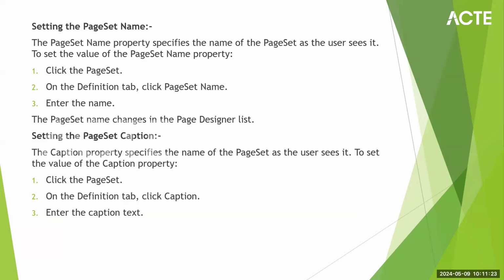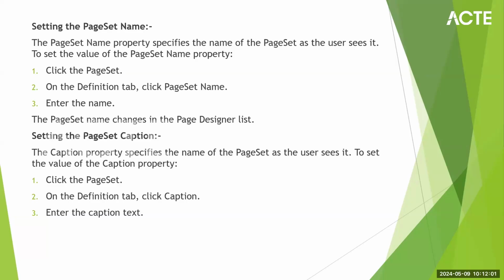Setting the page set name, in the manuscript and on the UI. The page set name property specifies the name of the page set as the user sees it, that means on the UI. To set the value of the page set name property, click on the page set. On the definition tab, click page set name and enter the name. The name changes in the page designer list as well. So whatever you have edited in the manuscript will be changed in the manuscript and UI as well.